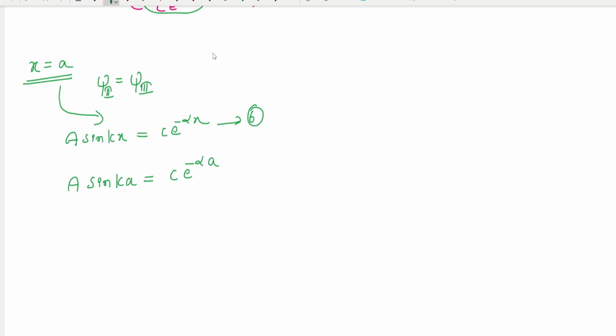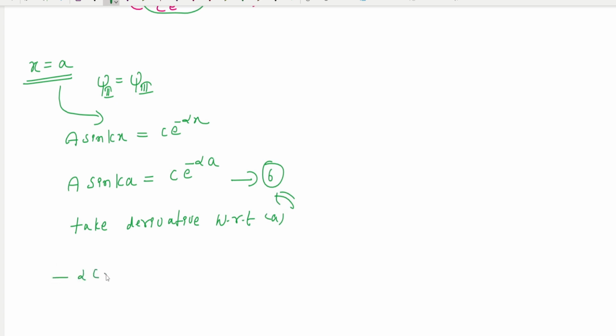So maybe it is better to use this equation here. This is equation number 6. Now you can take the derivative with respect to a of the 6th equation. Then we get minus alpha c e power minus alpha a for this portion, and this portion is a k cos ka. This is equation number 7.